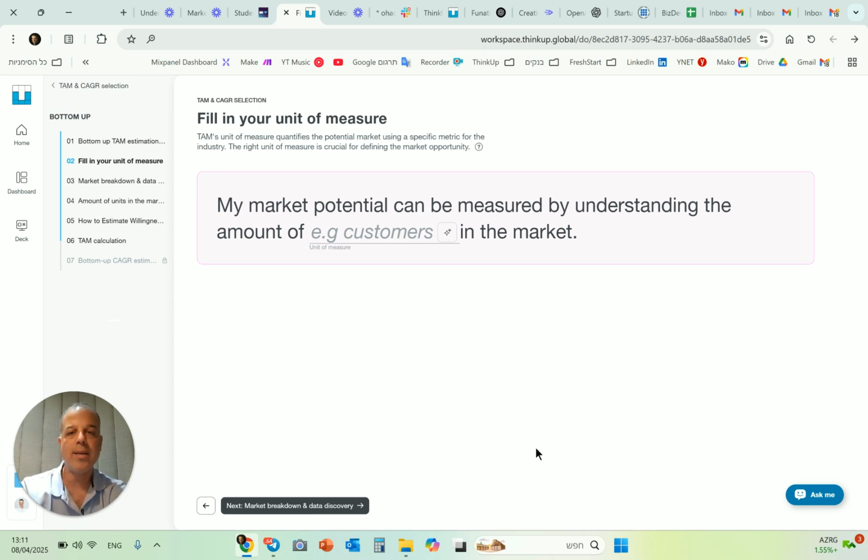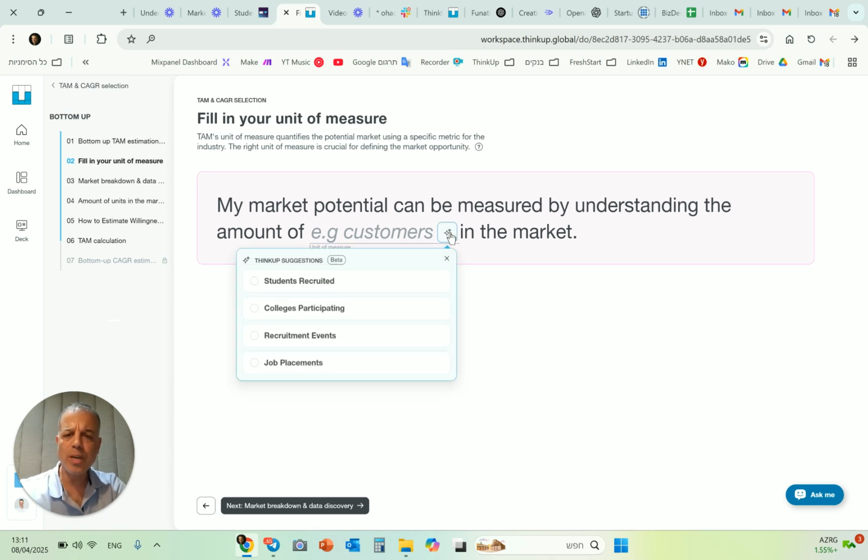And the next screen deals with your unit of measure. Now, there are many ways to define the unit of measure of your market. One would be the number of customers, or, as any customer may do more than one transaction, maybe the number of transactions, or there could be other ways of defining the unit of measurement. Now, we try to help you. So in my case, in the dorm selections, the unit of measurement could be students recruited to the college, or if I sell B2B, it's colleges participating, or other suggestions.